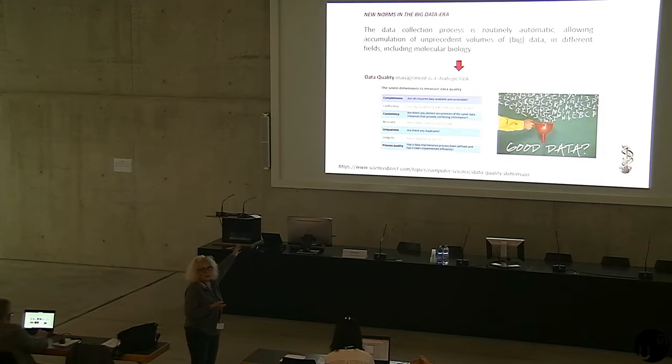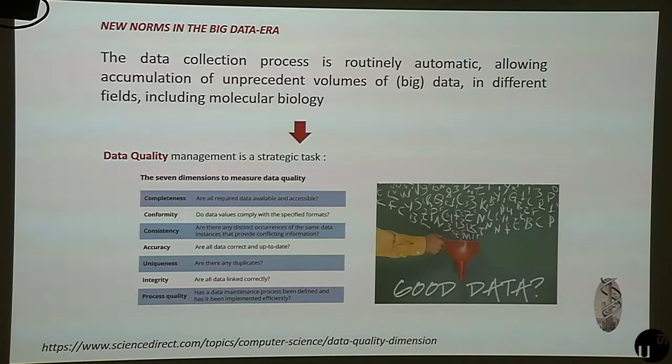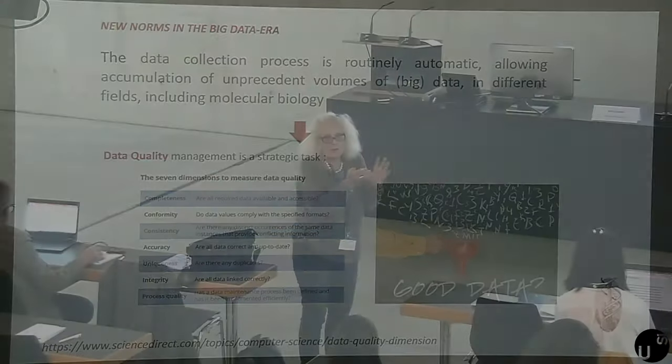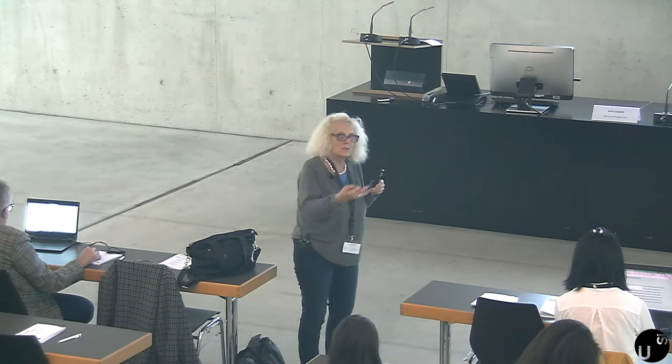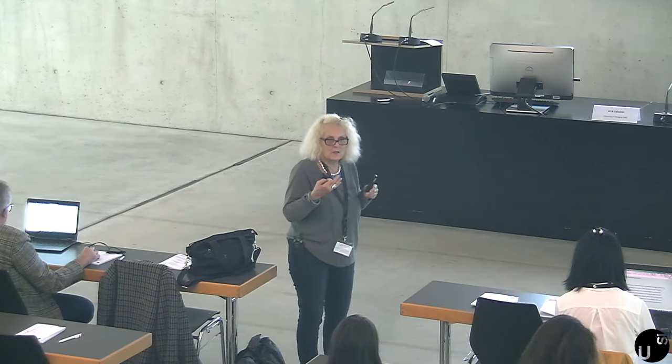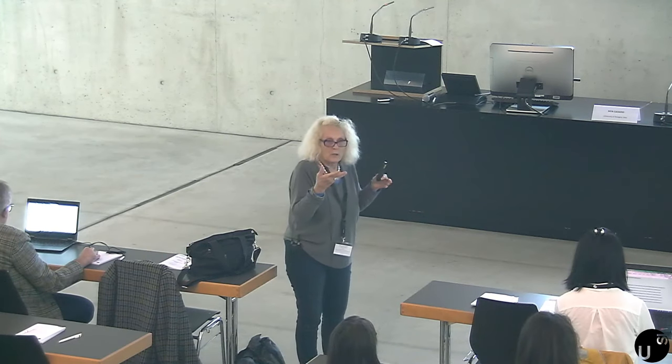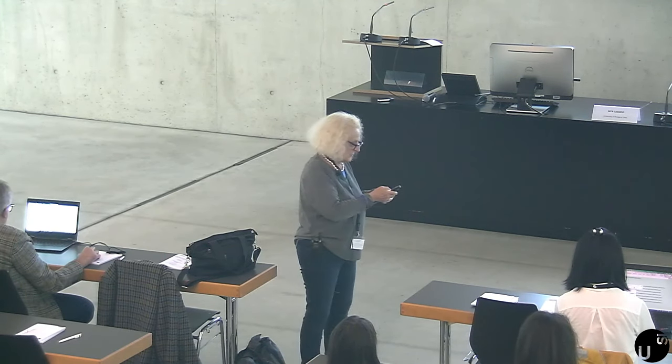So there are around these stories debates on the seven dimensions to measure data quality. That means completeness, conformity, consistency, accuracy, uniqueness, integrity, and process quality. But you know, more or less we are there. To which extent are data reproducible? To which extent in different labs can data be reproduced? This is a problem in these omics that we have around.